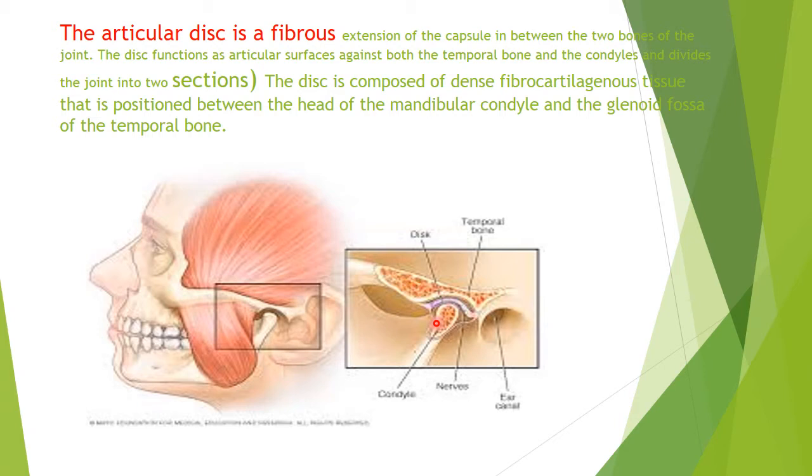The disc is composed of fibrocartilaginous tissue. It is located between the head of the mandibular condyle and the glenoid fossa of the temporal bone. This is the temporal bone, this is the glenoid fossa, and this is the head of the condyle, and between them the articulating disc, which prevents bone-to-bone contact or bone-to-bone erosion. So it acts like a cushion. This is the main function of the articulating disc.